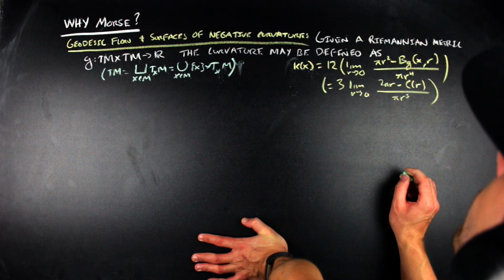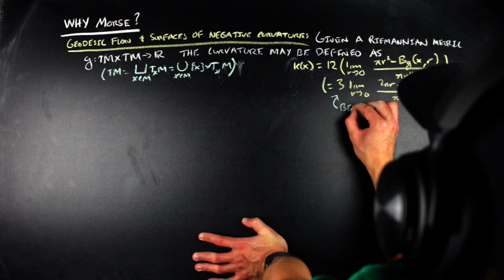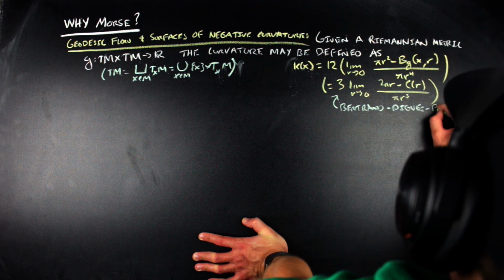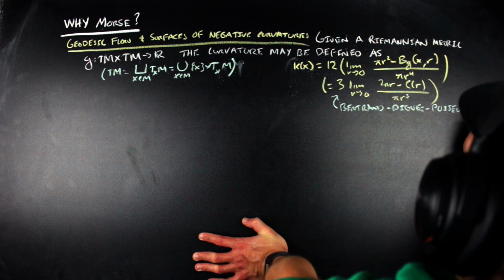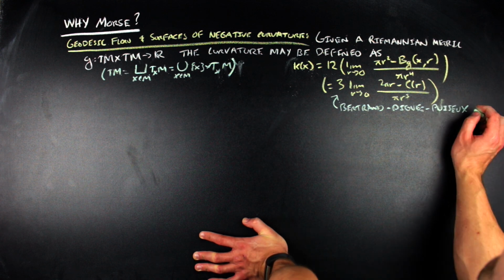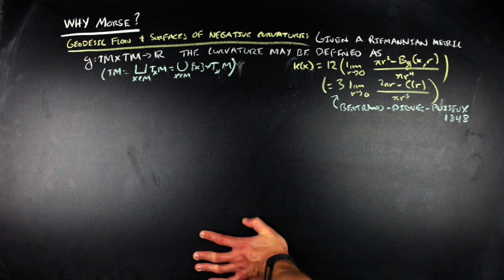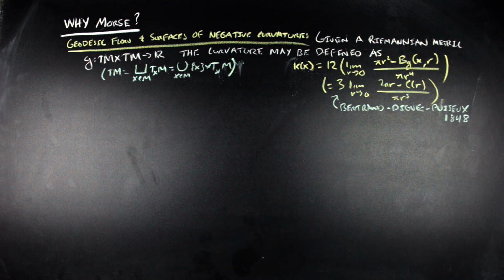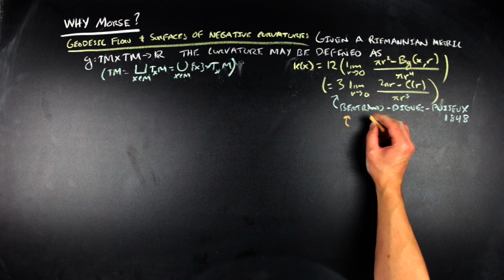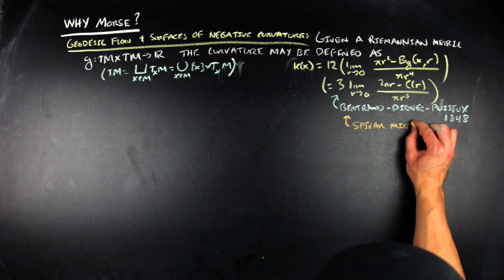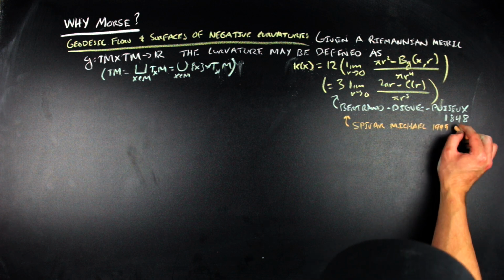So for us, the curvature that I'm talking about is calculated by this formula, which comes from the Bertrand-de Puiseux theorem, which is from 1848. This is referenced in Michael Spivak's 1999 textbooks, or volumes, compendium of differential geometry.